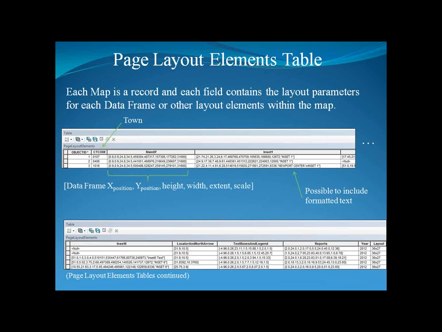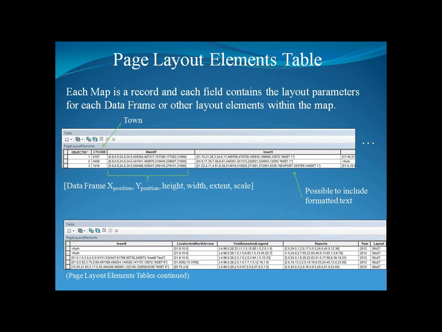And then the next column for the main data frame is a string that has the text values. The first number is separated from the second by commas, and it gives the X position, the Y position, the height of the map on the paper, the width, the extent, and that would be in the map coordinates for the state, in Vermont state plane coordinates, to show the extent of the map as well as the scale.